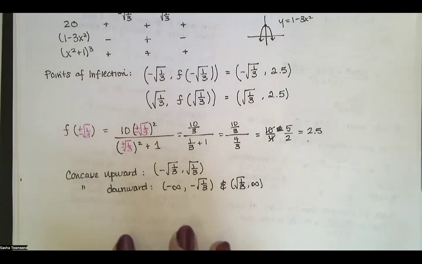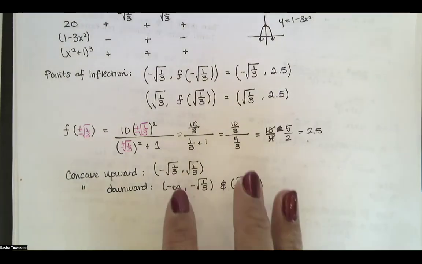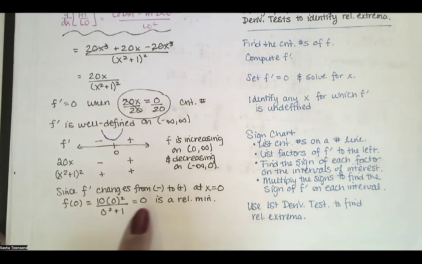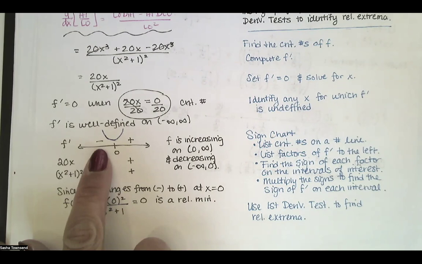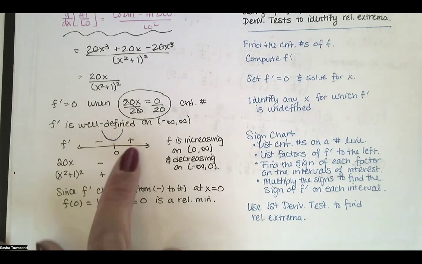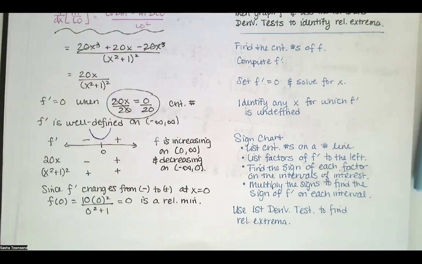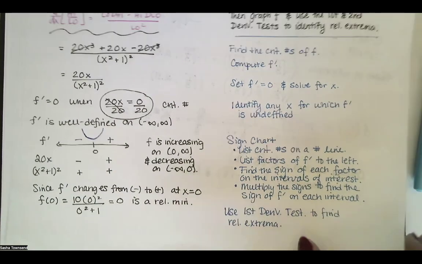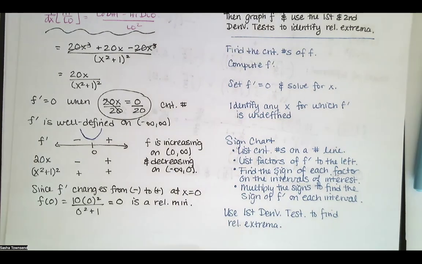Okay, so we know where our graph has points of inflection. We know where it's concave upward and concave downward. We also know that it has a relative minimum of 0 at x equals 0, and it's decreasing on this interval and increasing on this interval. So with all of that information, we can graph our function, but I actually need to know approximately what the square root of 1/3 is. So I'm going to use my calculator to figure that out.